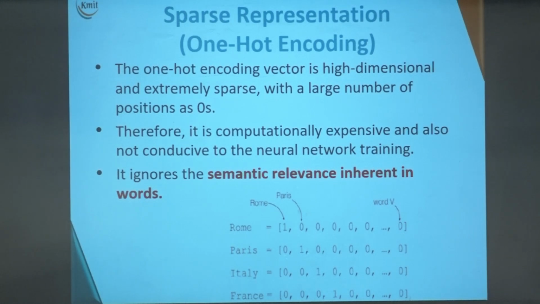Okay. So, one-hot encoding, what does it do typically? Let's say here I have taken 4 words: Rome, Paris, Italy and France.